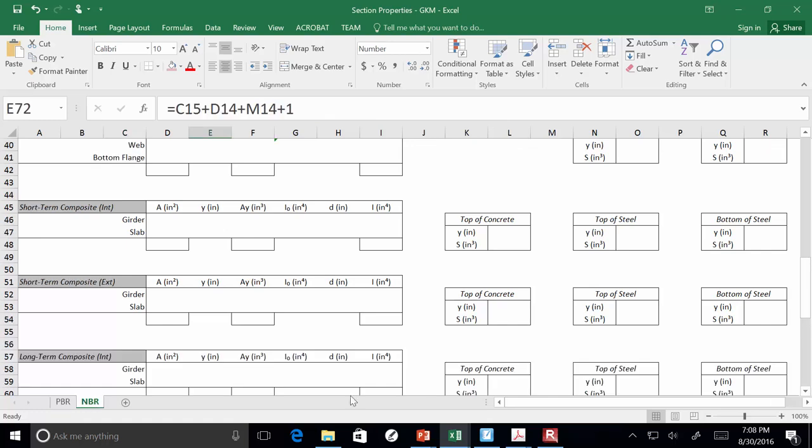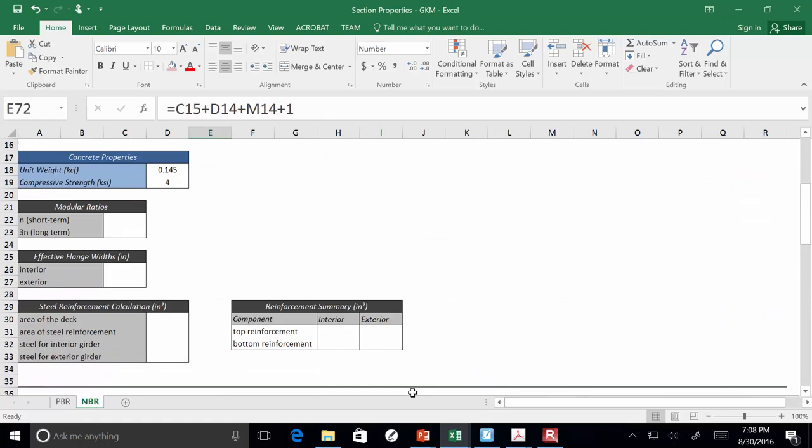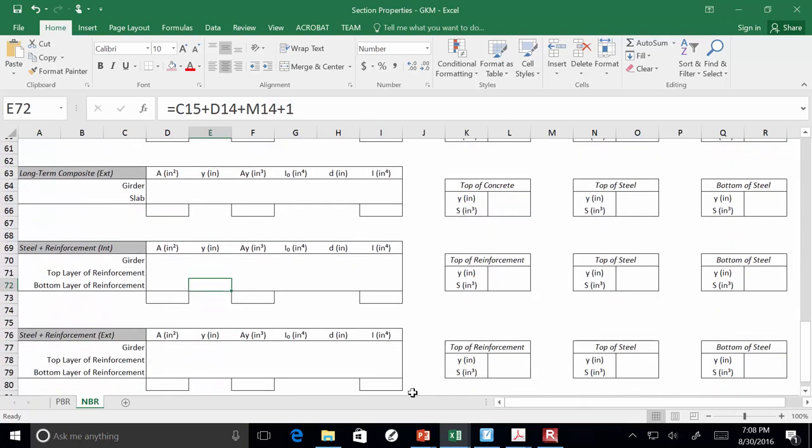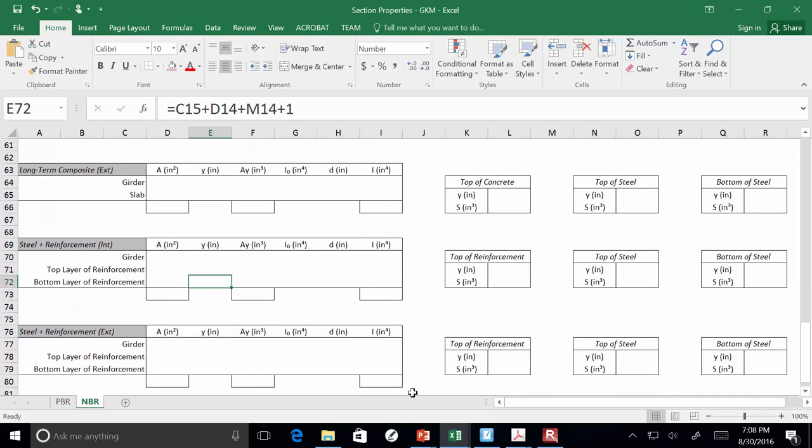Now the negative bending region, it's the same story, only there's more going on because I've got the steel plus longitudinal reinforcement going on. I put top of reinforcement here, but I'm not really worried about that.